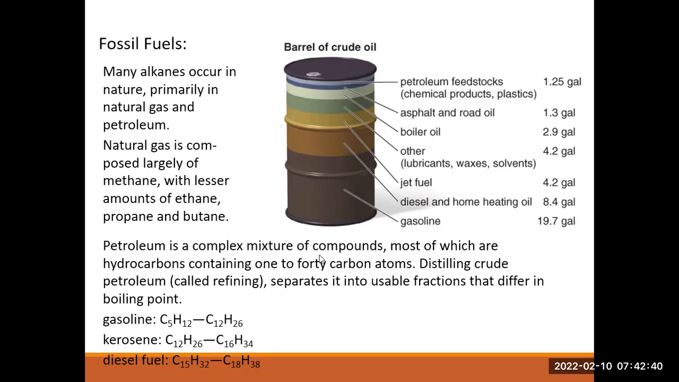Petroleum is a complex mixture of compounds, most of which are hydrocarbons, containing 1 to 40 carbon atoms. Distilling crude petroleum separates it into usable fractions that differ in boiling point. Some examples of petroleum would be gasoline, kerosene, or diesel fuels with these as their molecular formulas. These are chains of carbon and hydrogen. For example, taking a barrel of crude oil, this is probably how it would look.